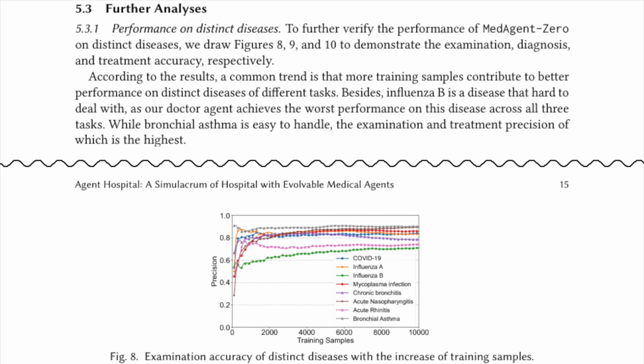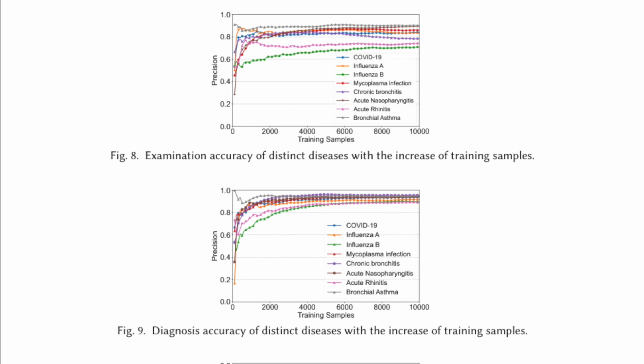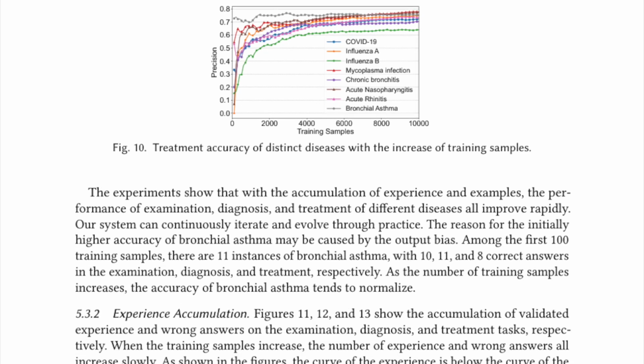While bronchial asthma is easy to handle, the examination and treatment precision of which is the highest. Figure 8. Examination accuracy of distinct diseases with the increase of training samples. Figure 9. Diagnosis accuracy of distinct diseases with the increase of training samples. Figure 10. Treatment accuracy of distinct diseases with the increase of training samples. The experiments show that, with the accumulation of experience and examples, the performance of examination, diagnosis, and treatment of different diseases all improve rapidly. Our system can continuously iterate and evolve through practice.